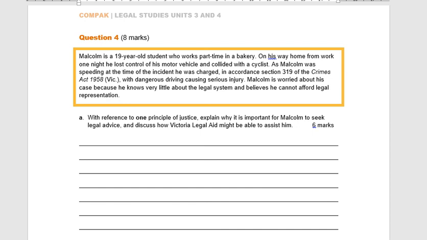Discuss how Victoria Legal Aid might be able to assist him. So this is probably going to be worth the other 4 marks in the question. I want to give a couple of positives and a couple of negatives. That's probably the easiest way for how VLA can assist him. So they can provide legal representation. However, if he doesn't meet the eligibility requirements, then they can't really help him to a full extent.